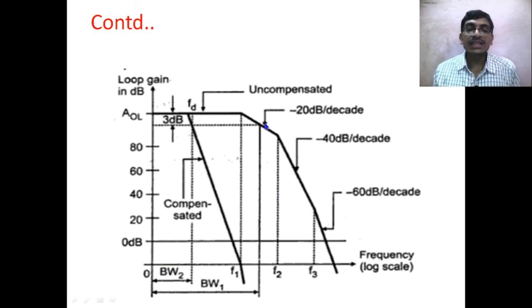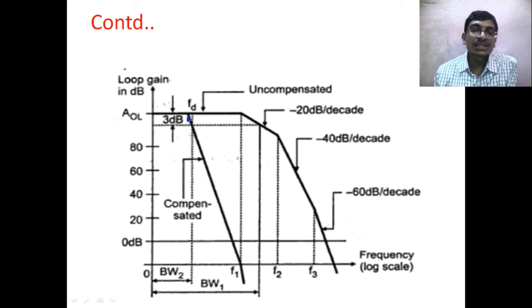See here, minus 20 dB per decade after the first corner frequency. After the second corner frequency, it is decreasing at the rate of minus 40 dB per decade, and after the third corner frequency f3, it is decreasing at the rate of minus 60 dB per decade. But if you use dominant pole compensation, before this f1 itself the gain will start rolling off.